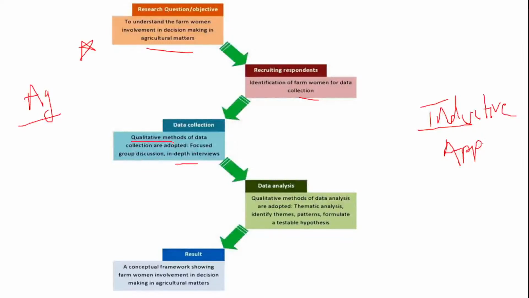Now, after the qualitative research strategy in the form of data collection, we will be going ahead with data analysis, where qualitative methods of data analysis are adopted, for example thematic analysis, identifying the themes and the patterns in order to formulate a testable hypothesis. And then comes your outcome, or result: a conceptual framework which shows farm women's involvement in the decision making process of agriculture.